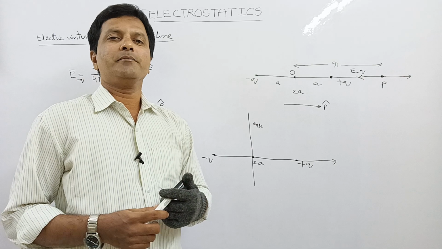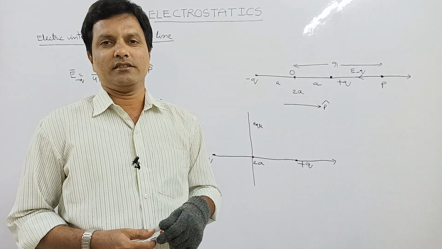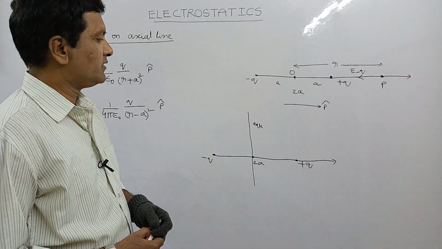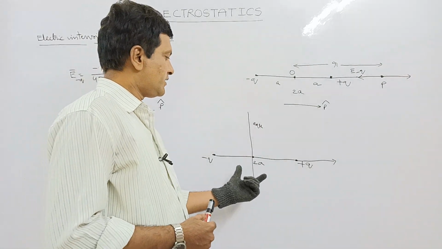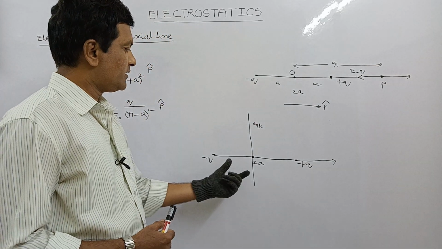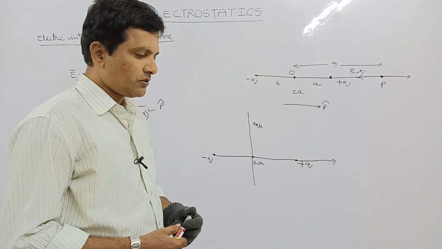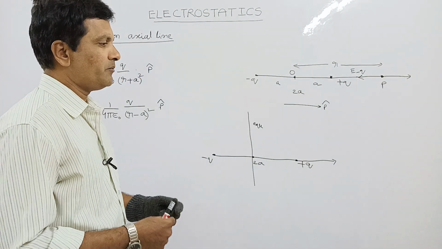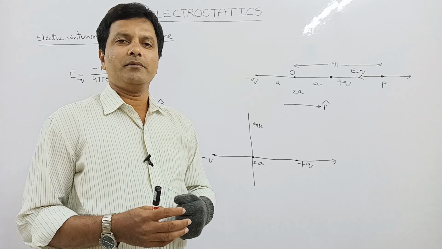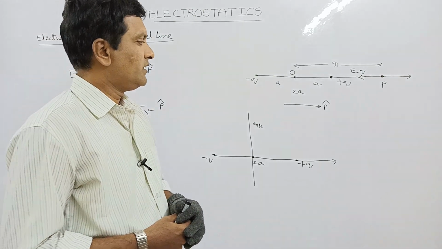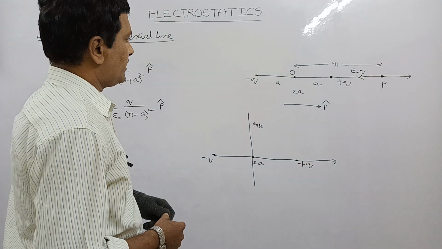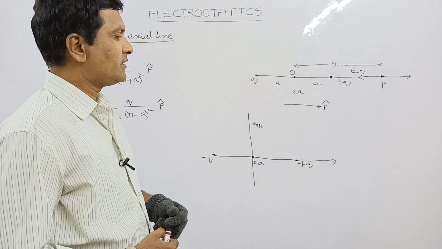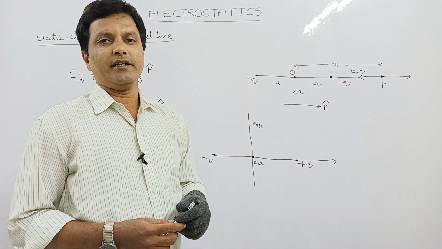So what is a dipole? In previous classes we have discussed a combination of two dissimilar charges placed a distance apart is called a dipole. Due to this dipole there will be some electric field, that means there will be some electric intensity around this dipole, and we will calculate that electric field intensity on axial line and equatorial line.